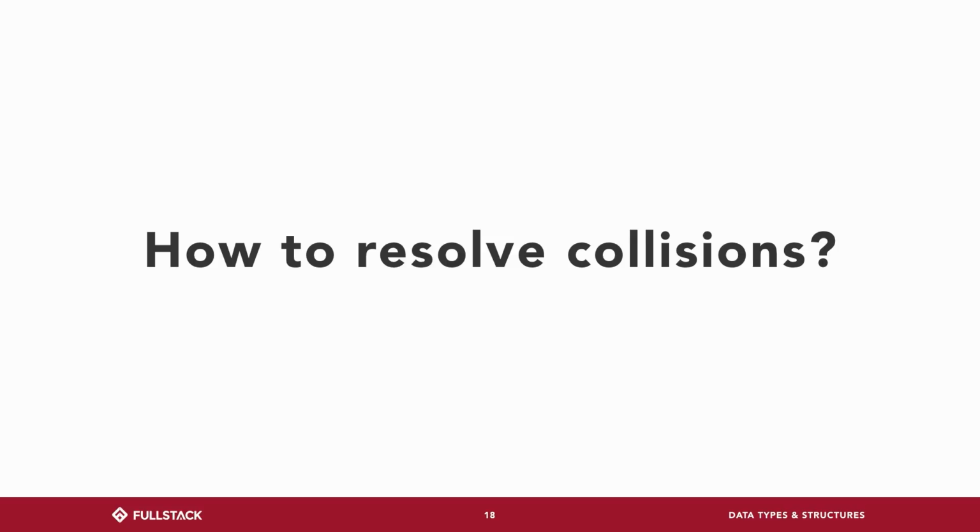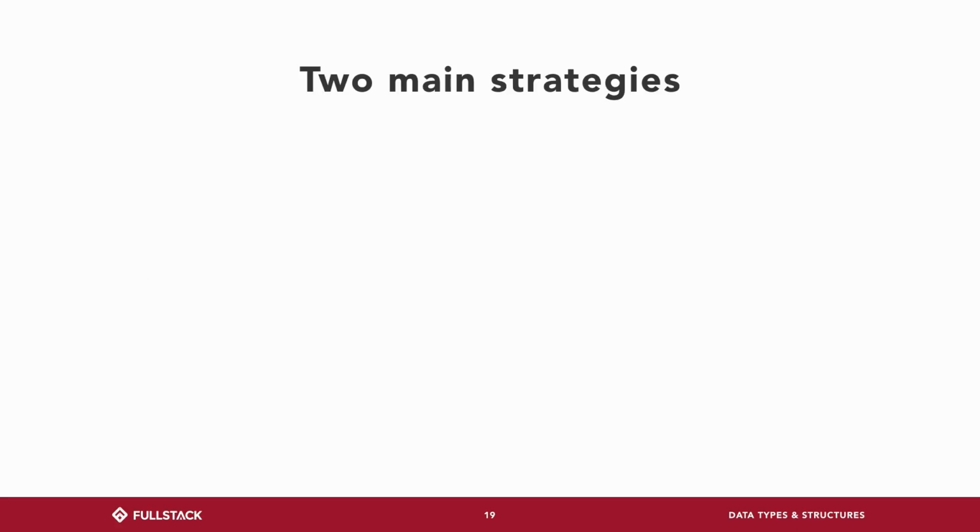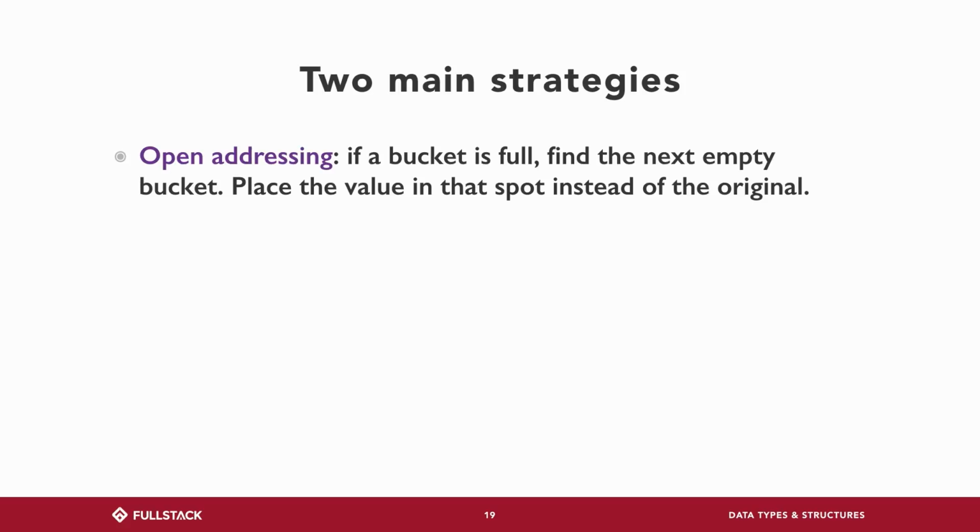Take a moment and pause the video again. How can we resolve a collision? There's more than one answer. There are two main strategies that we could take. The first strategy, open addressing, says that if a bucket is full, we'll go ahead and find the next empty bucket and place the value in that spot instead of the original.